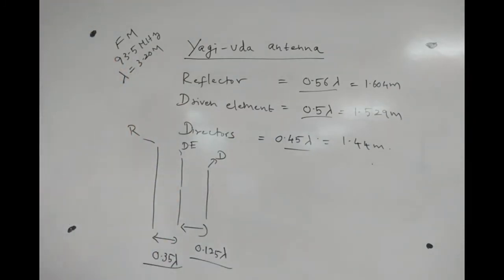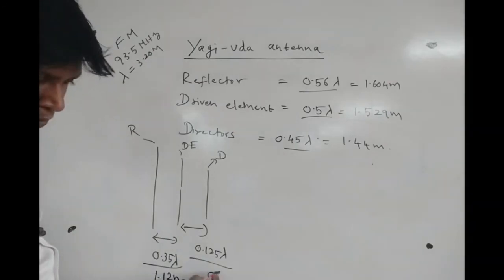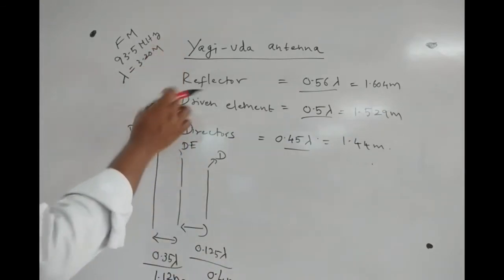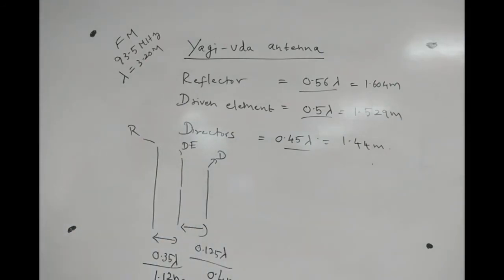So what is this space? 0.35 lambda is 1.12 meters, and this is 0.4 meters. Okay. So now I know all the dimensions of my Yagi-Uda antenna. I know reflector length, driven element length, director length, then spacing between all these three. Okay. So now, with the dimensions, I can go to the simulation.